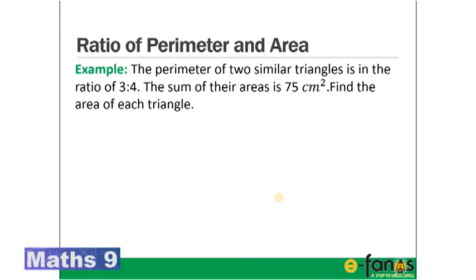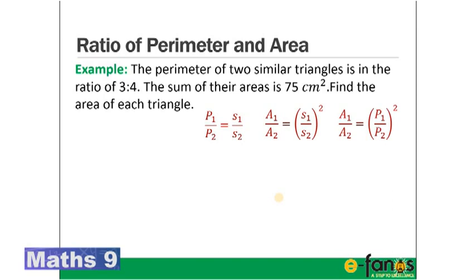Example: the perimeters of two similar triangles are in the ratio of 3 to 4. The sum of their areas is 75 centimeters squared. Find the area of each triangle. We know that P1 over P2 is equal to S1 over S2, and A1 over A2 is S1 over S2 squared. So we can write A1 over A2 equals P1 over P2 squared.